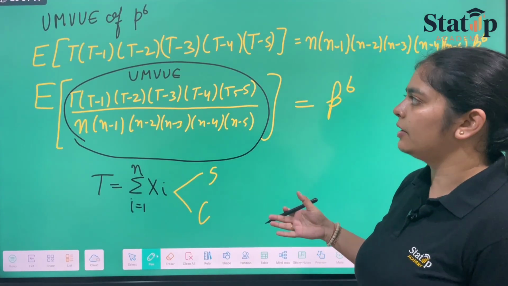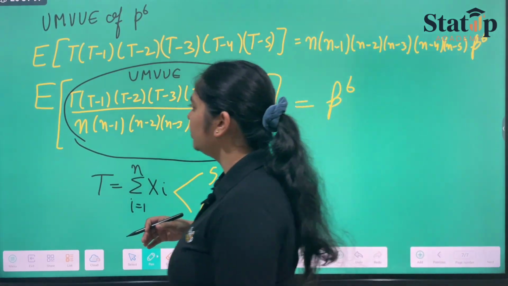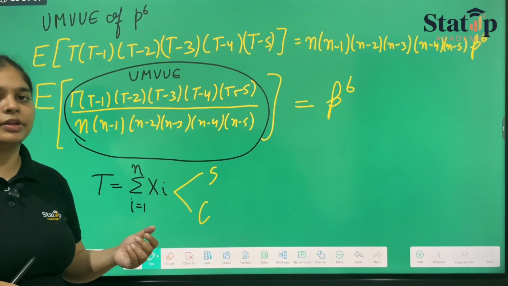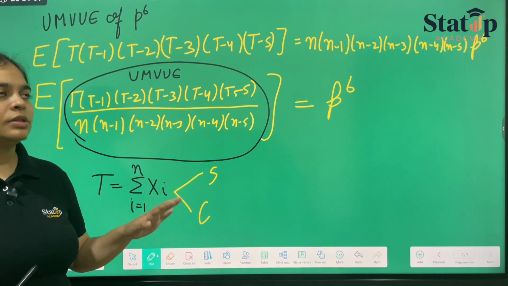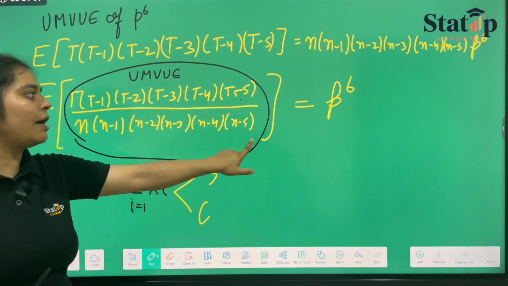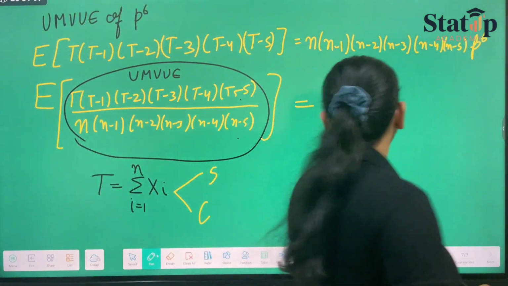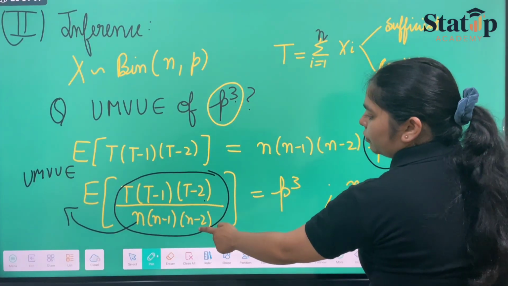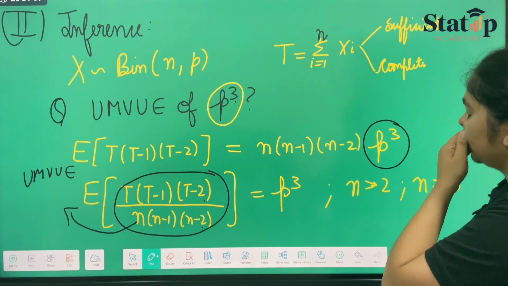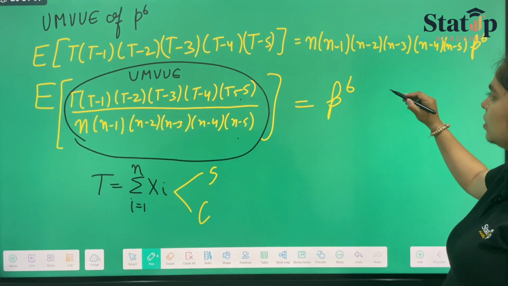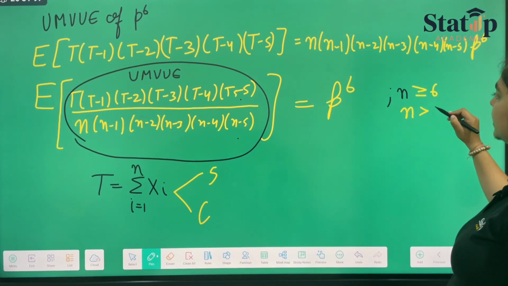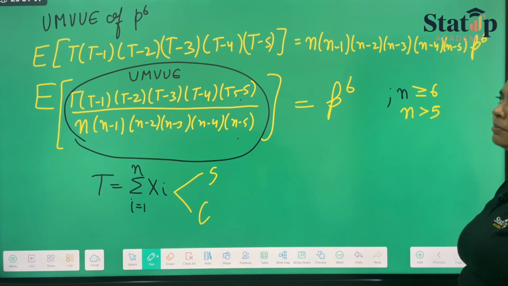And so on, you can carry on for an ample number of questions here. In the examination, they will give many options. So for p raised to the power 6, you have to go from minus 1 till minus 5. For p raised to the power 3, you have to go till minus 2. The options will be nearby only. And here n is greater than or equal to 6, or n is greater than 5. This will be mentioned.